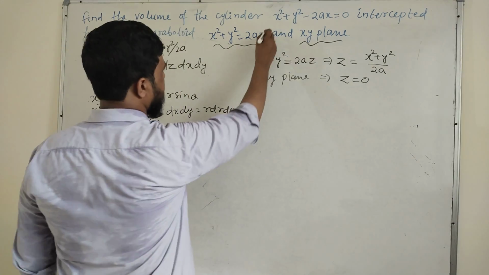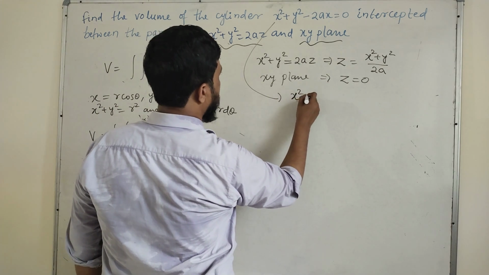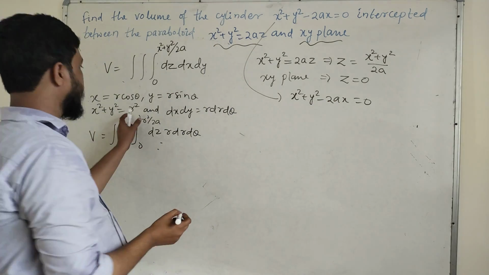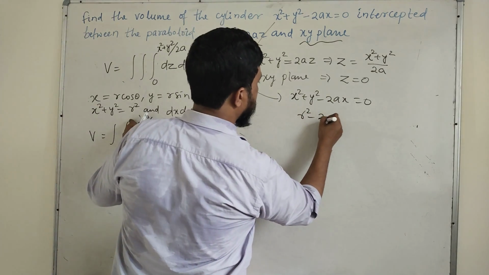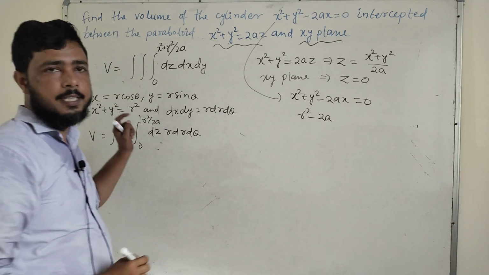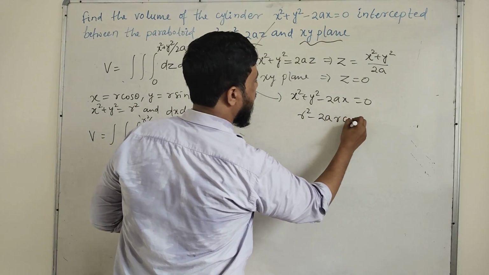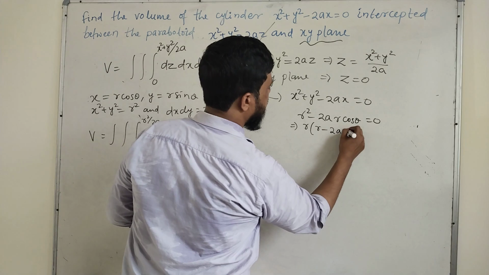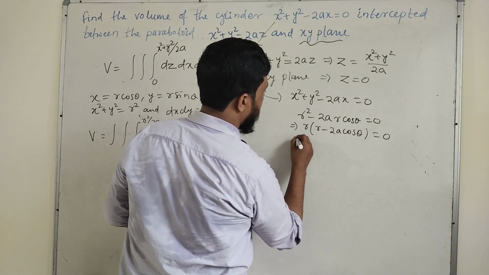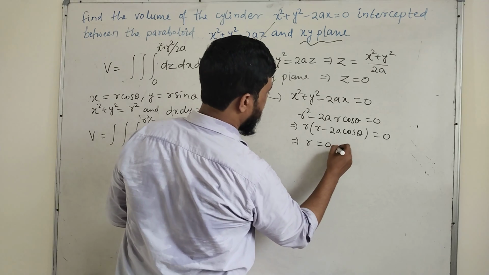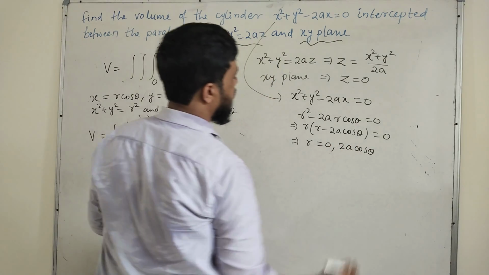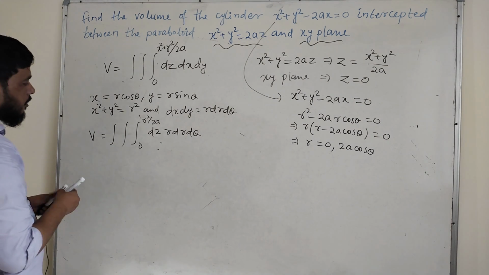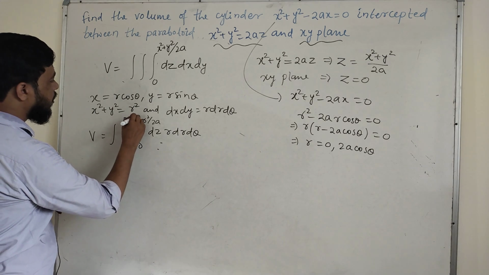Now our task is to find the limit of r and theta. So from x square plus y square minus 2x is equal to 0, put x square plus y square is equal to r square and x is equal to r cos theta. So r square minus 2r cos theta is equal to 0. Taking r common, r minus 2 cos theta is equal to 0. Now r is equal to 0 or 2 cos theta. So the limit of r is 0 to 2 cos theta.